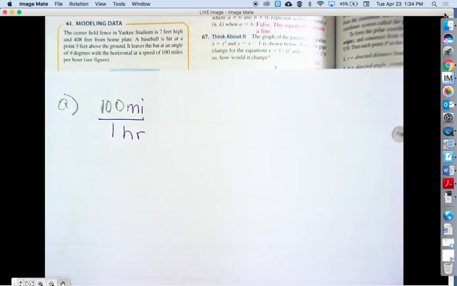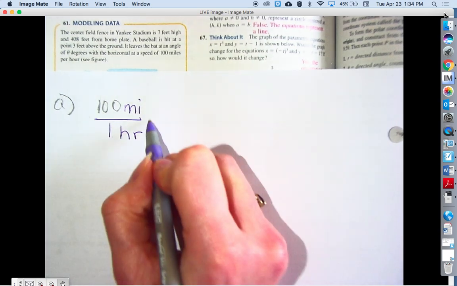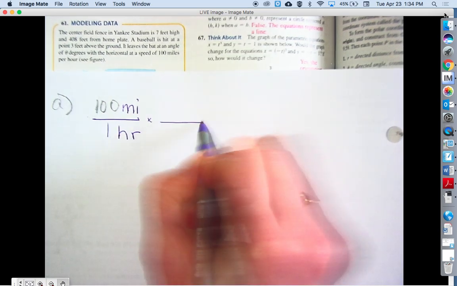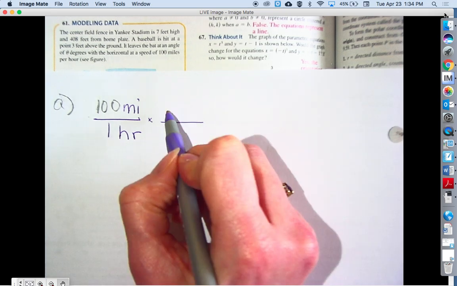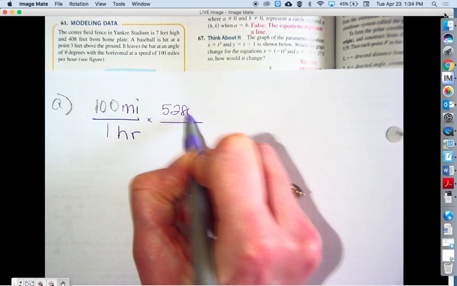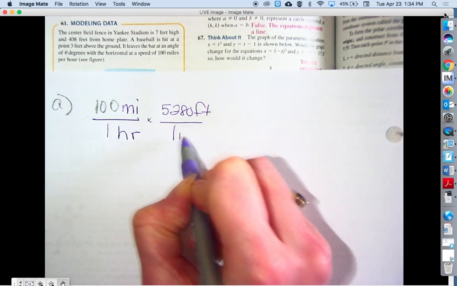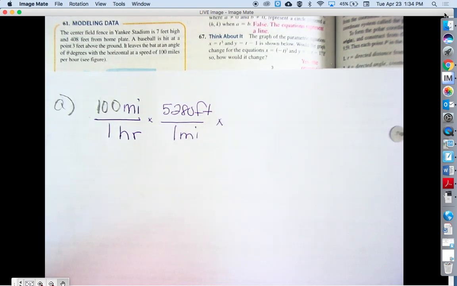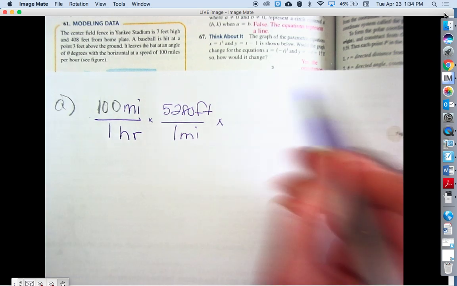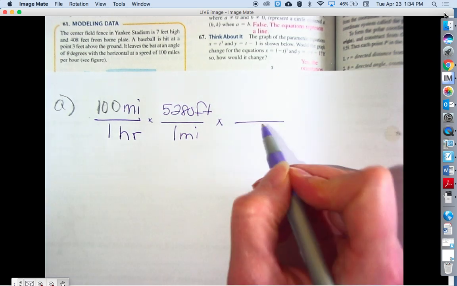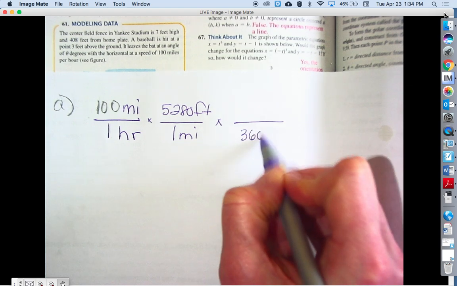How would you convert 100 miles per hour to feet per second, Brandon? You convert 100 miles to feet. So how would you convert it to feet? You multiply 100 by 5,280. So now that's how many feet are in 1 mile. And then what else would I multiply that by to get it into seconds? You multiply it by 3,600 because that's how many seconds are in 1 hour.